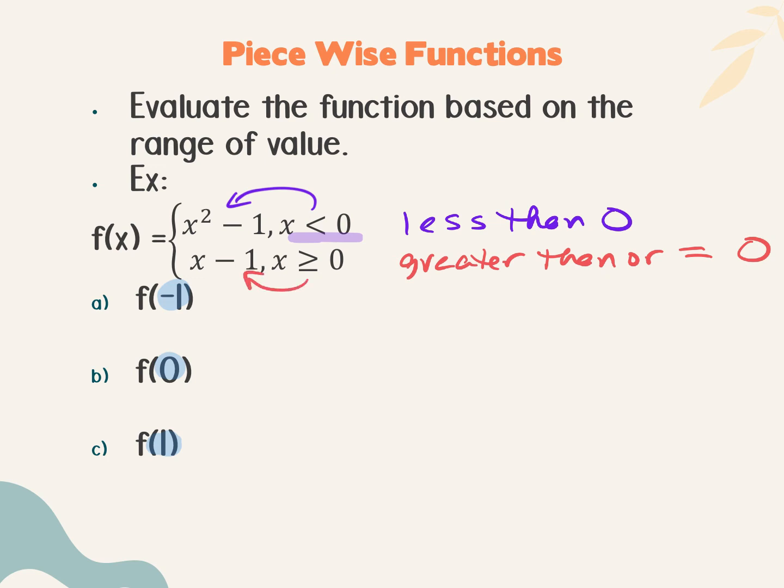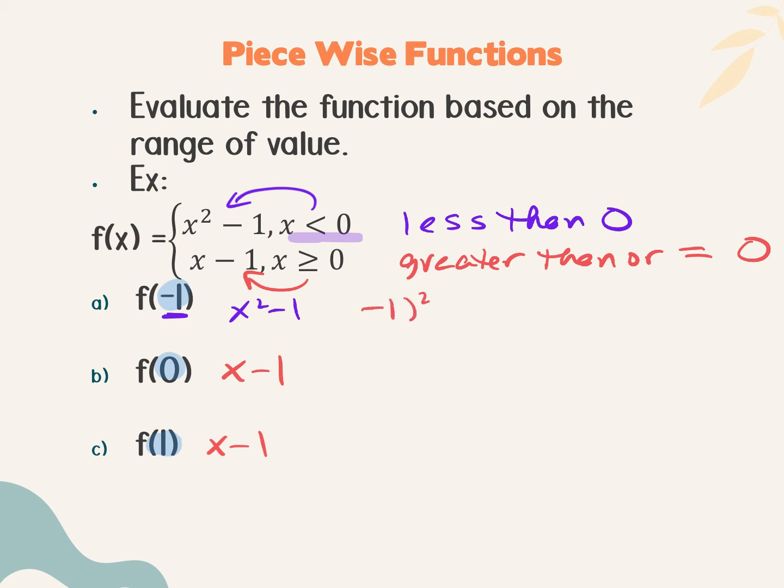So for the first one, notice it's less than 0. So what I'm going to be using is the x squared minus 1 for this one. This one is equal to 0, so I'm going to use the x minus 1 for this one. This one is greater than 0, so I'm using the x minus 1. So you have to look to see which one to use when they give you a function with more than one expression. I'm going to go ahead and replace -1 for my x.